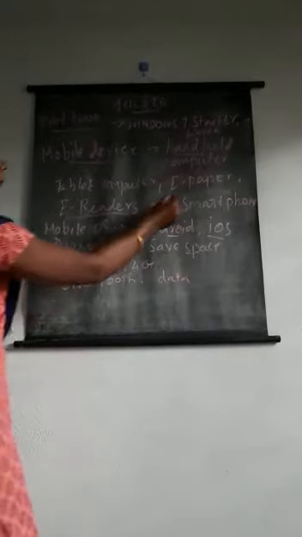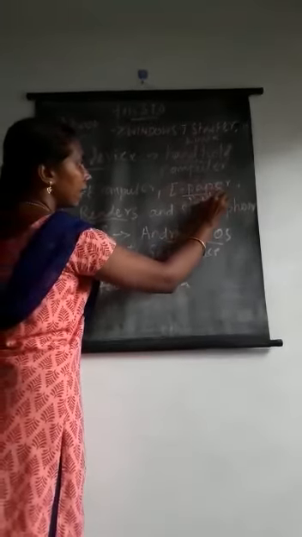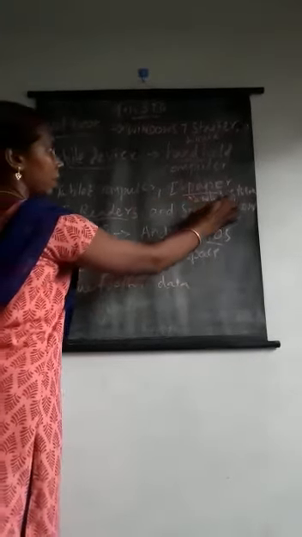Okay. Next, another topic, e-paper. What is the full form of e-paper? Electronic paper. This type of display can usually display only black and white color. So it reduces eye strain.